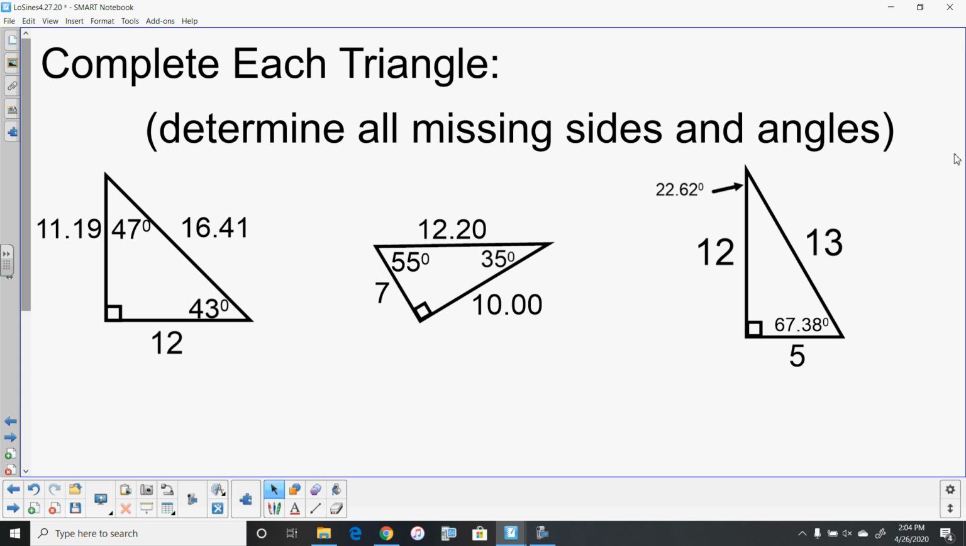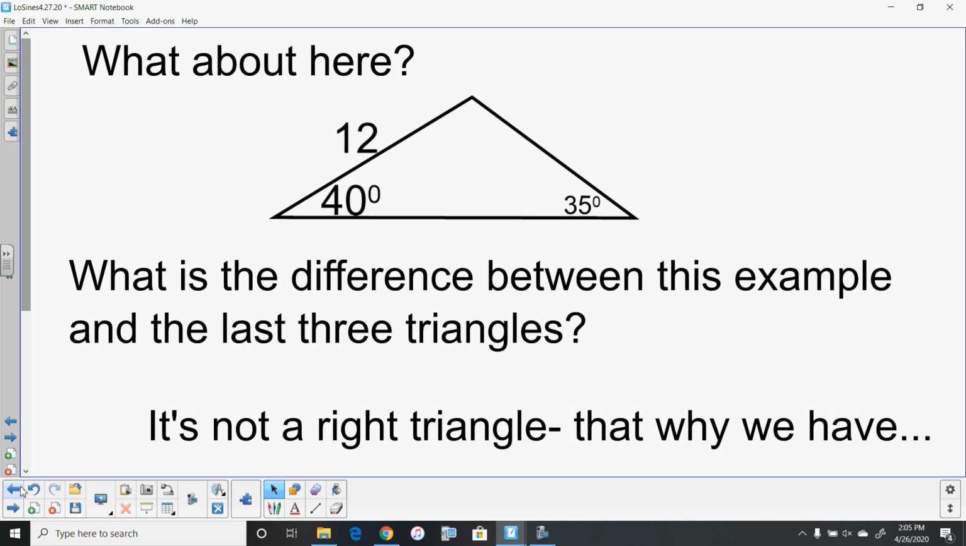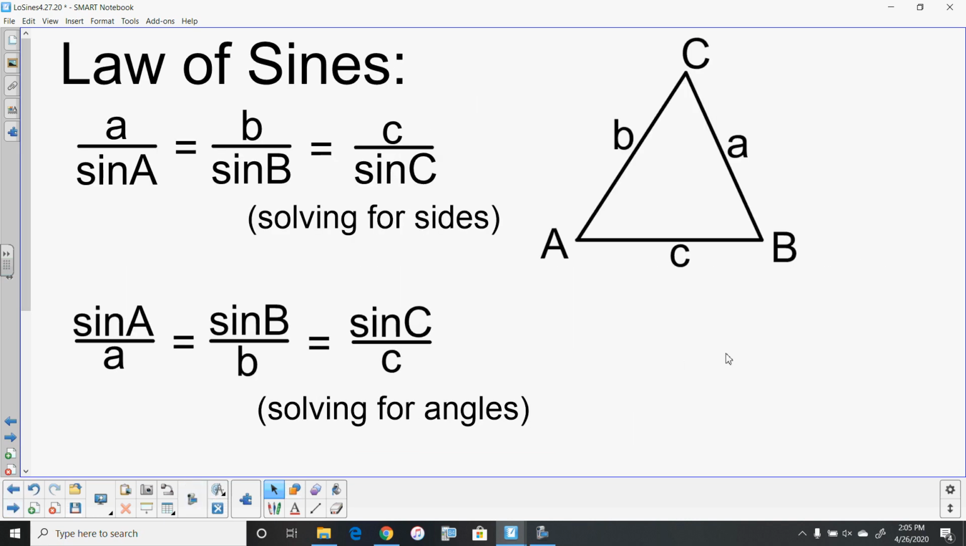Hopefully that review is going well and you feel pretty good about sine, cosine, and tangent and their inverses in order to solve for sides. What happens if we get to something like this? You might be thinking, well, sine, cosine, and tangent don't really help me too much here. Now you could pencil in the height here and kind of break the triangle down, and that would be a great approach. But a shorter approach to doing that would be what we have coming up. Now as you see here, it's not a right triangle, so that's why it's nice to have what is called the law of sines. Okay?